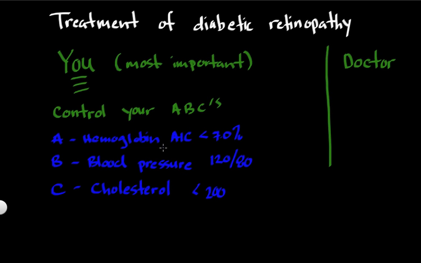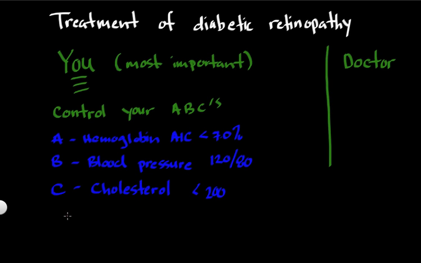By controlling your hemoglobin A1c, which is a measure of your blood sugars, by controlling your blood pressure, and by controlling your cholesterol, you can save the blood vessels in your retina, in your hands and feet, in your heart, in your brain, and in your kidneys from getting too much damage, and you can protect your vision. So now you're going to say, well, doctor, how do I control these things?